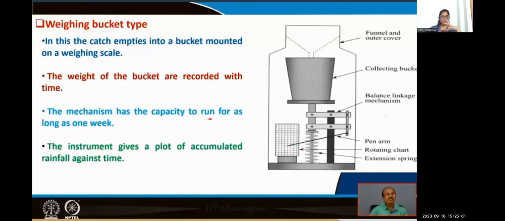The weight of the bucket is recorded with time, and this is how the recording mechanism works in a weighing bucket type. Just like the name suggests, in weighing bucket type, the weight of the water is measured, which is used as a reference for understanding the amount of rainfall. Whereas in a tipping bucket type, as soon as the bucket is filled with 0.25 mm of water, it will tip, and that is what the recording mechanism is attached to.